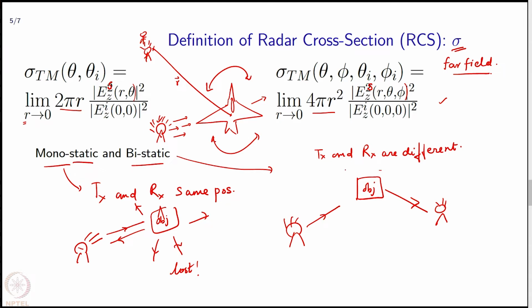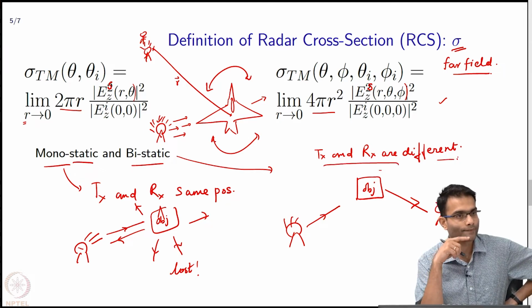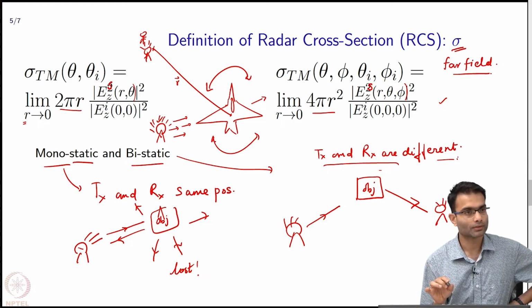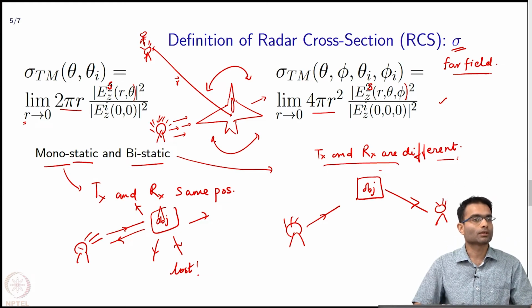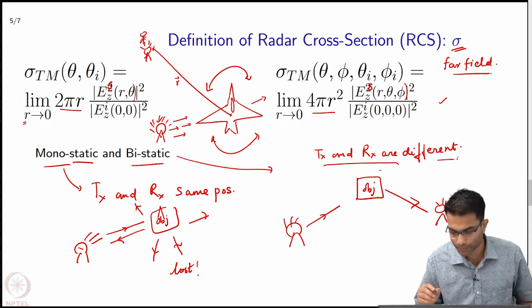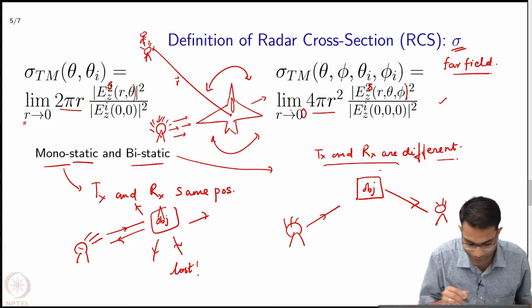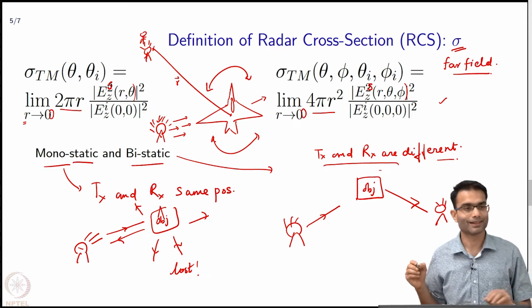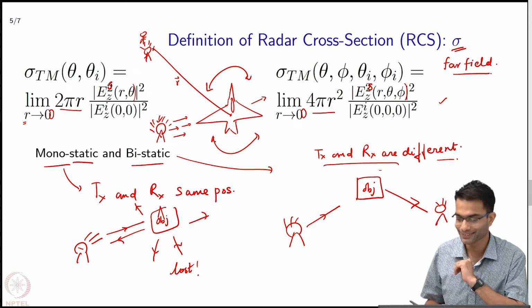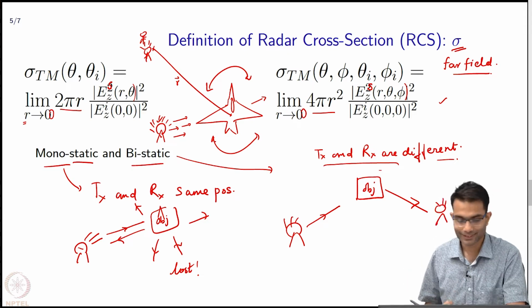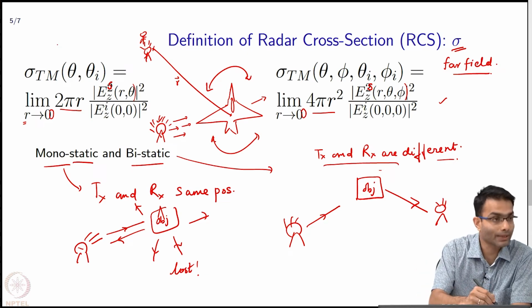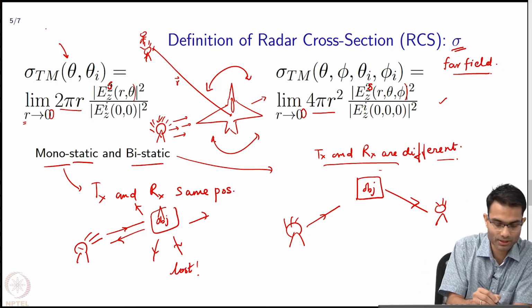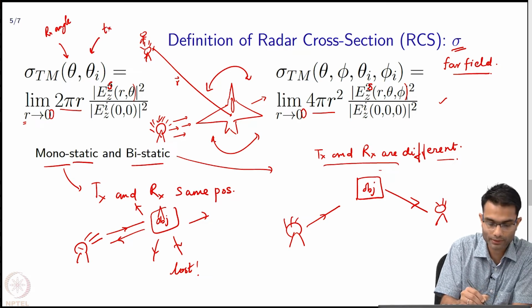Is the idea clear? These are just definitions I am giving you. Oh, there's another typo here. Excellent. This is the far field, so this should be R tending to infinity. Notice that in the definition of the RCS, the angle at which the receiver is here is the Rx angle, and this is the Tx angle.